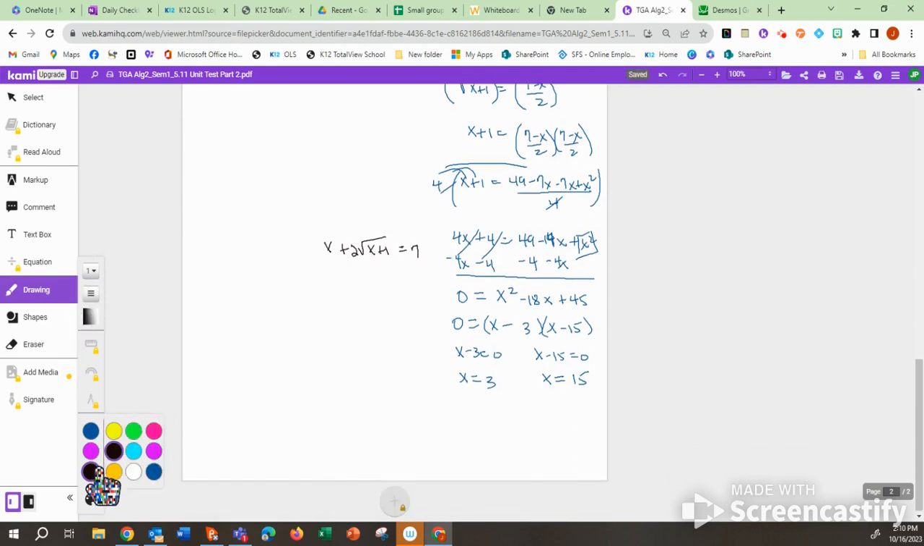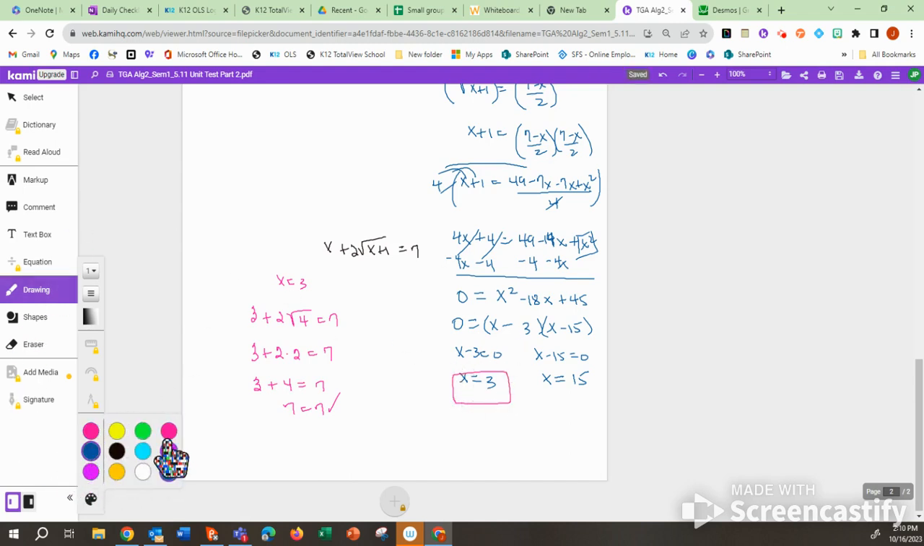All right, we're checking 3. Let's check the 3. That's going to give me 3 plus 2 times the square root of 3 plus 1, which is 4. I'm checking to see if that equals 7. That's going to give me 3 plus 2 times the square root of 4, which is 2. That's going to give me 3 plus 4 equals 7. That's going to give me 7 equals 7. That means 3 is a solution. It's not extraneous.